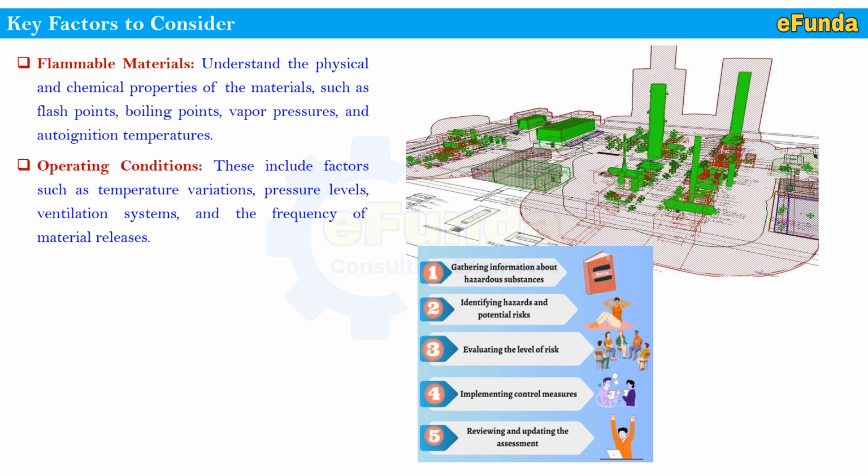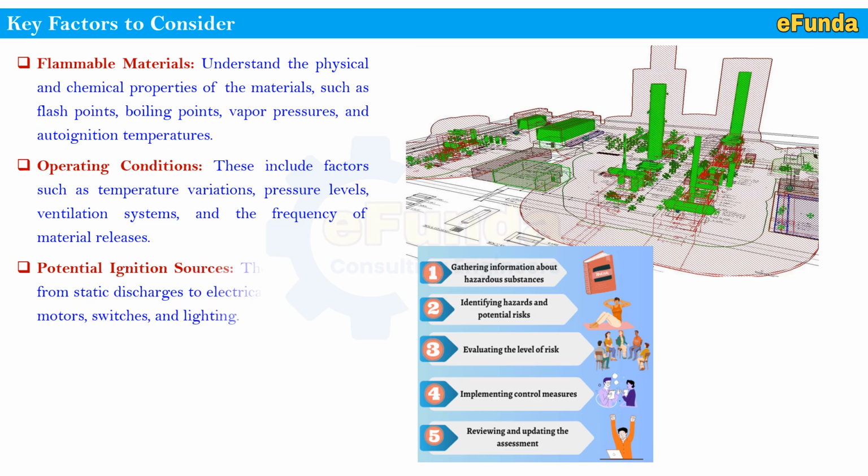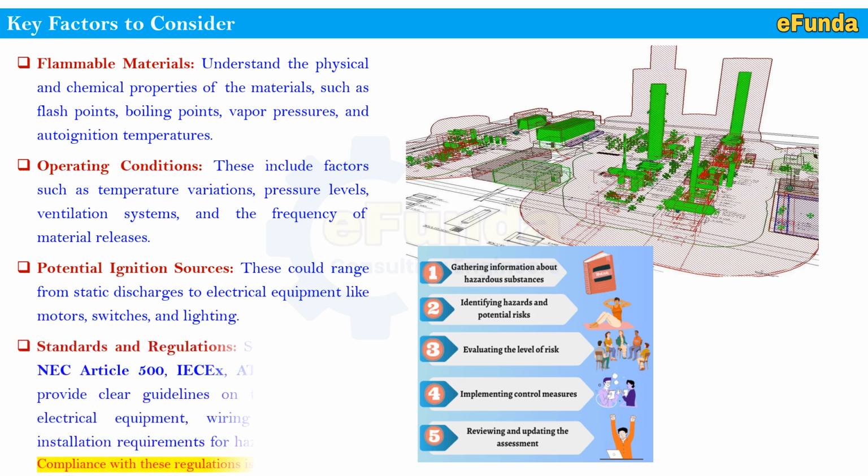type of equipment. Third, potential ignition source. These could range from static discharges to electrical equipment like motors, switches and lighting systems. Identifying all possible sources of ignition is essential to ensure that they are either eliminated or mitigated in hazardous area classification.